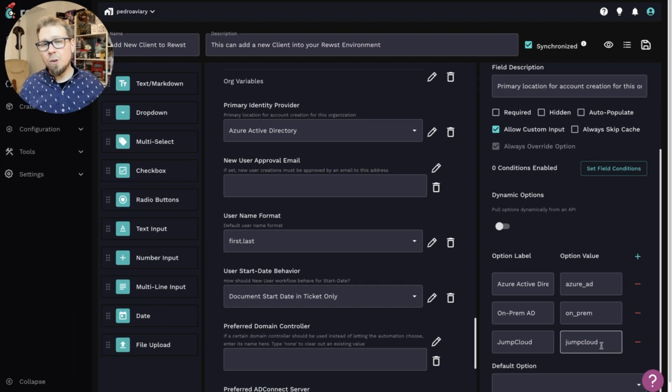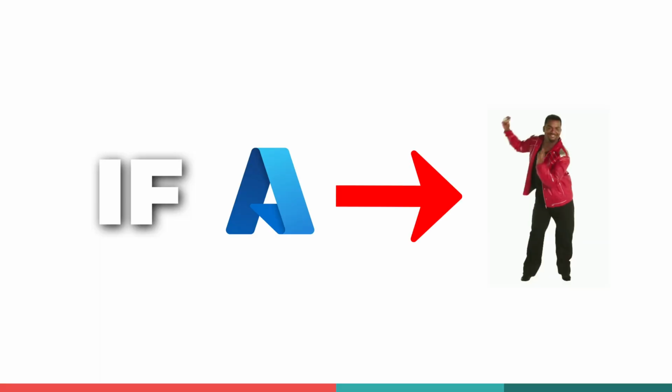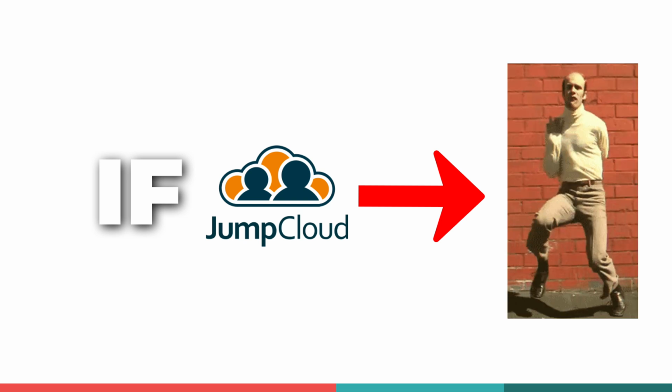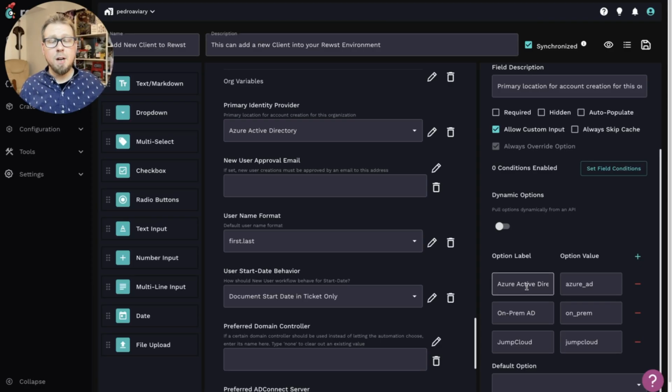So without getting into all the details of the automation itself, what this essentially allows you to do is to say something like, if Azure AD is selected, do this. If on-prem, do something else. If Jump Cloud is selected, then do something else. This is a great example of using the manual option because there aren't any other options that you can choose from at this point. So this isn't a field that requires a lot of attention.